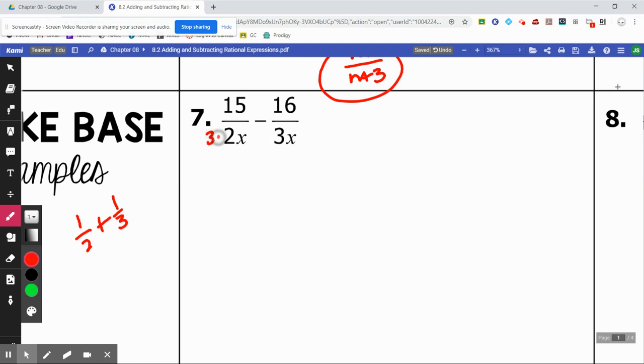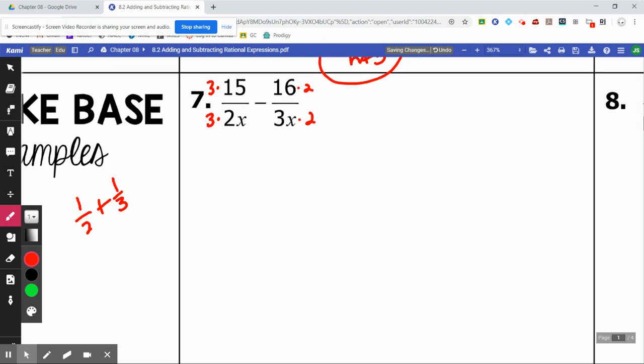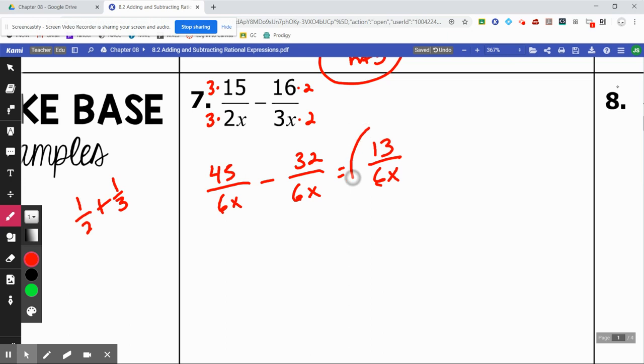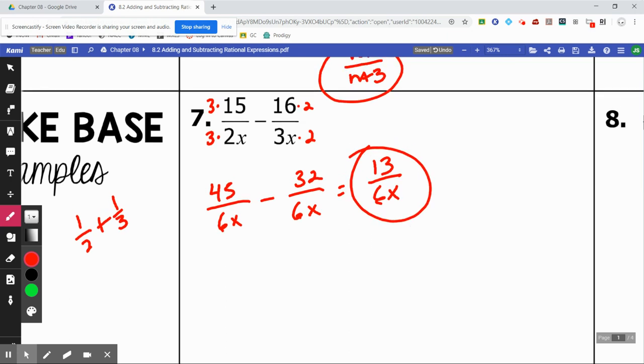So what I'm going to do, I'm going to multiply top and bottom here by 3. We'll multiply top and bottom here by 2. And that's going to change both my bottoms to a 6x. So on the first fraction, I have a 45 over 6x now. Second fraction, I have a 32 over 6x. Now it's easy. Subtract. 45 minus 32 is a 13 over 6x. That will not factor and it will not simplify.